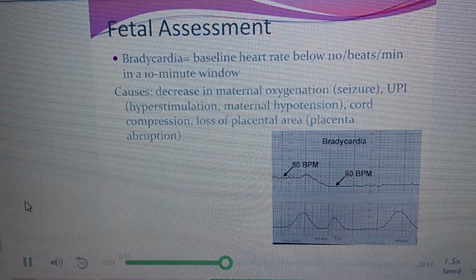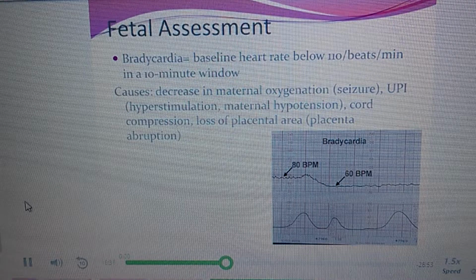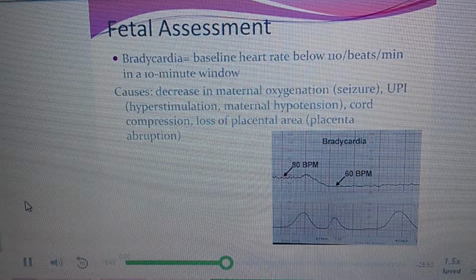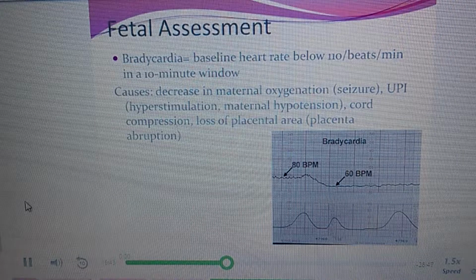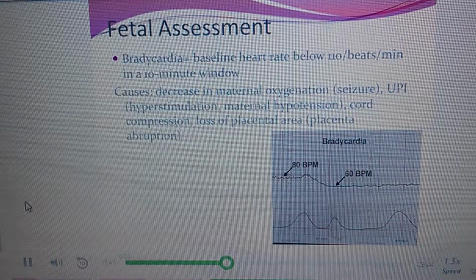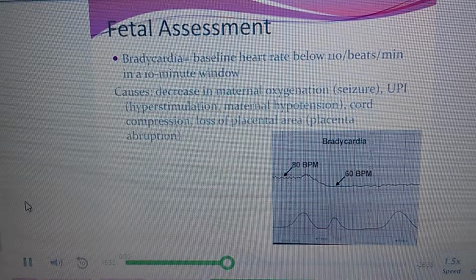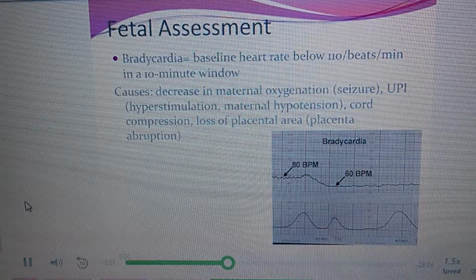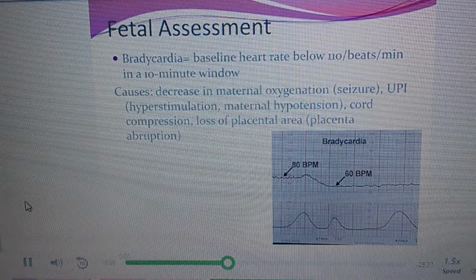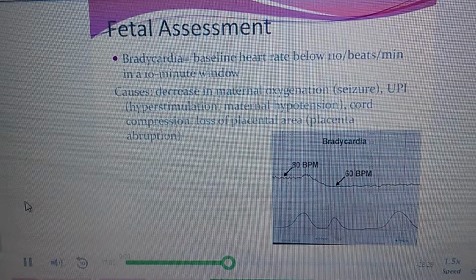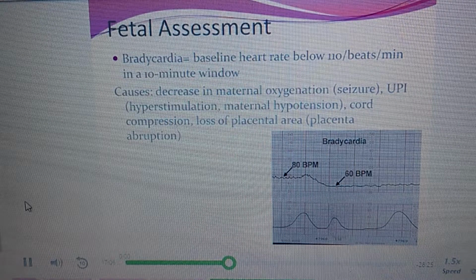Of course, if the baby's cord is compressed, because that umbilical cord supplies the baby with oxygen, any suppression of that cord could potentially cause the baby's heart rate to go down. And then there's a condition called placental abruption, where the placenta begins to separate from the uterus. This is a very, very serious OB emergency that can cause a decrease in the baby's heart rate. So these are some things that we would note.